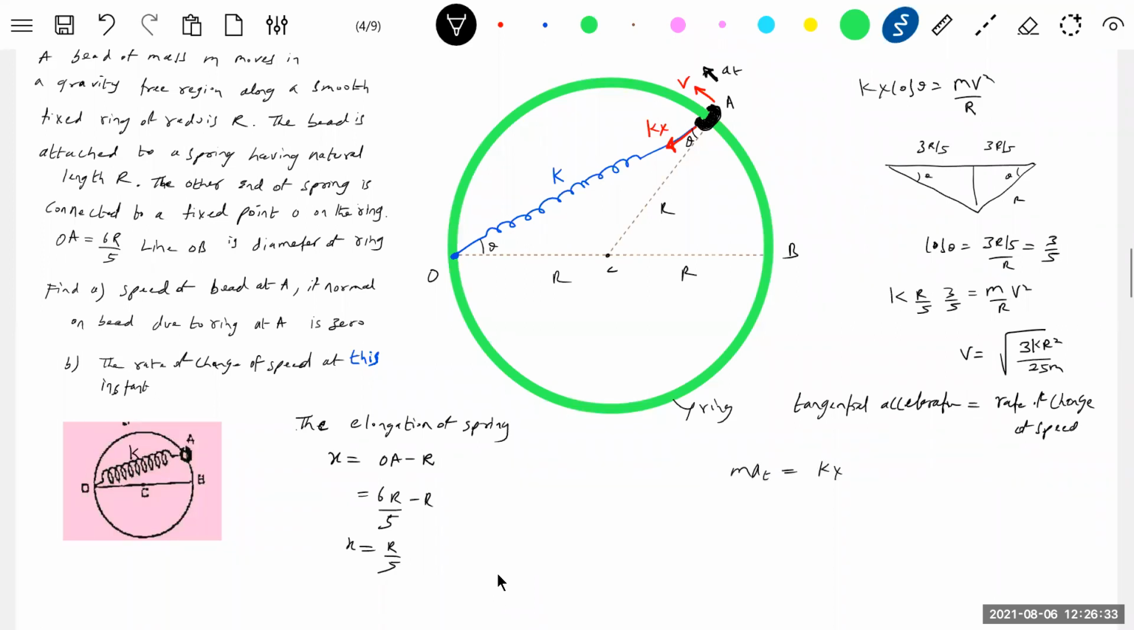Now what is the tangential acceleration? m a_T should be equal to kx sin theta. k times x which is r by 5, sin theta 4 by 5, so a_T equals 4 k r by 25 m. Getting this one?